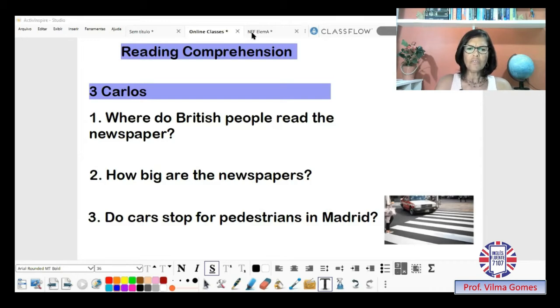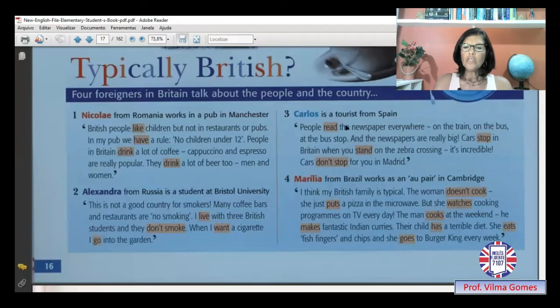Share. Let's go there. Number 3. So people read the newspaper everywhere. Everywhere. Todos os lugares. Tá? E quão grande? Qual é o tamanho desses jornais? The newspapers are really big. São realmente grandes. Are really big. Certo? E a última pergunta que eu já acabei dando um spoiler, já acabei respondendo, né? Os carros param em Madrid. So, cars don't stop for you in Madrid. Ok? Vamos lá responder.